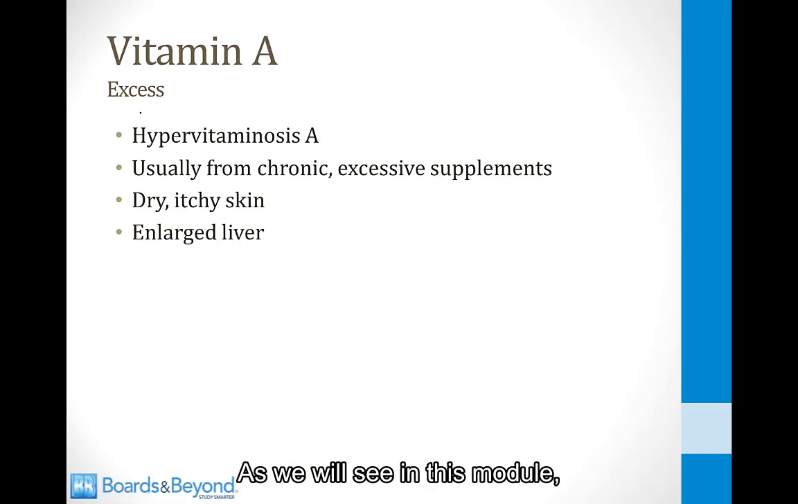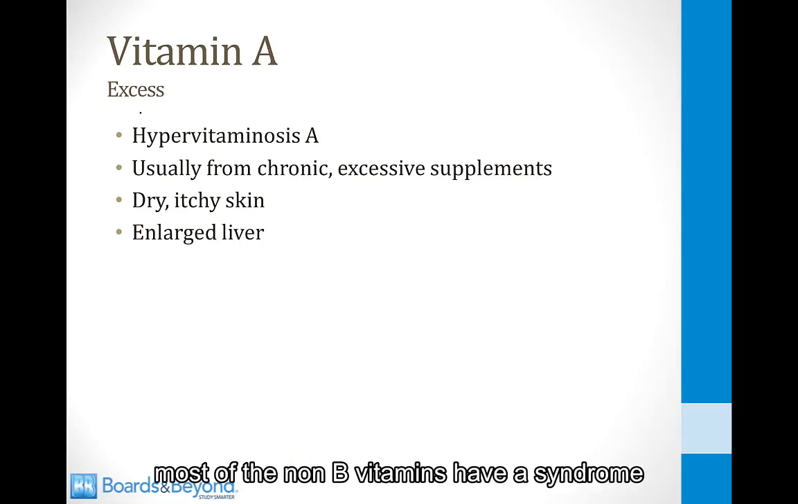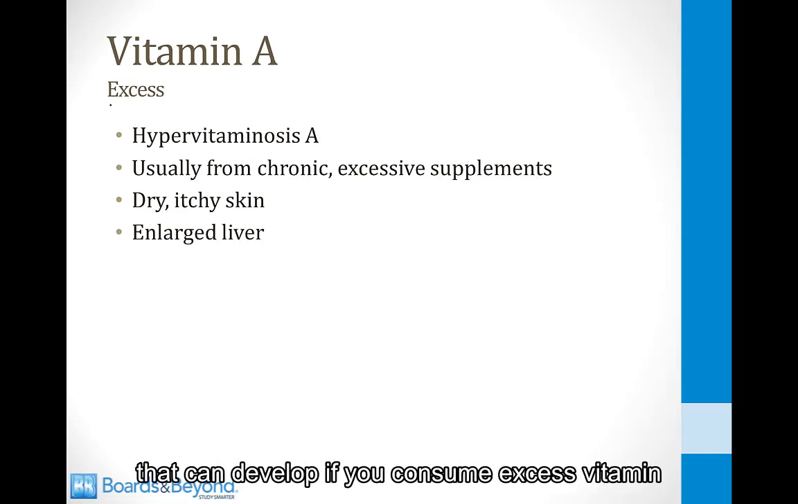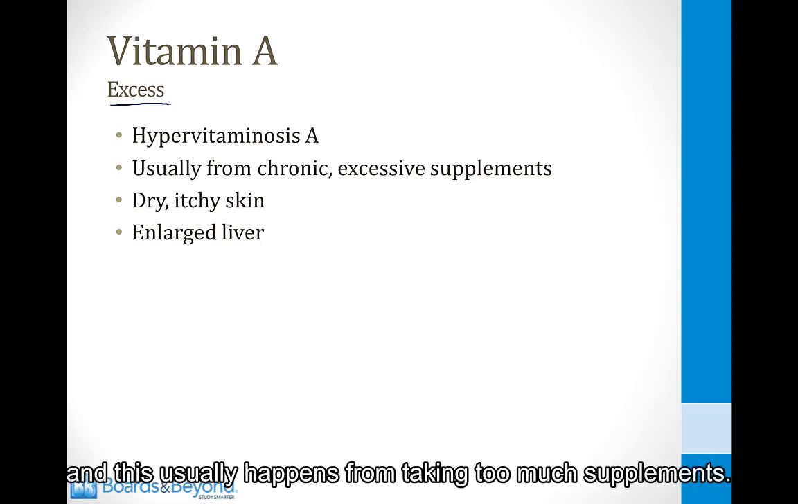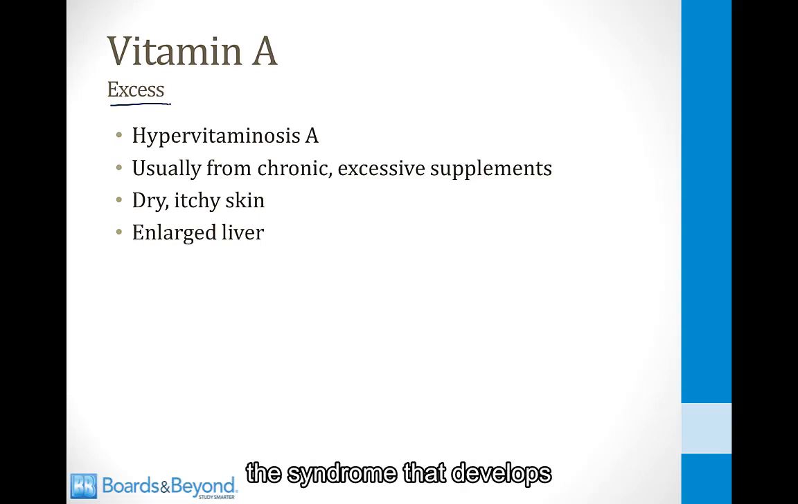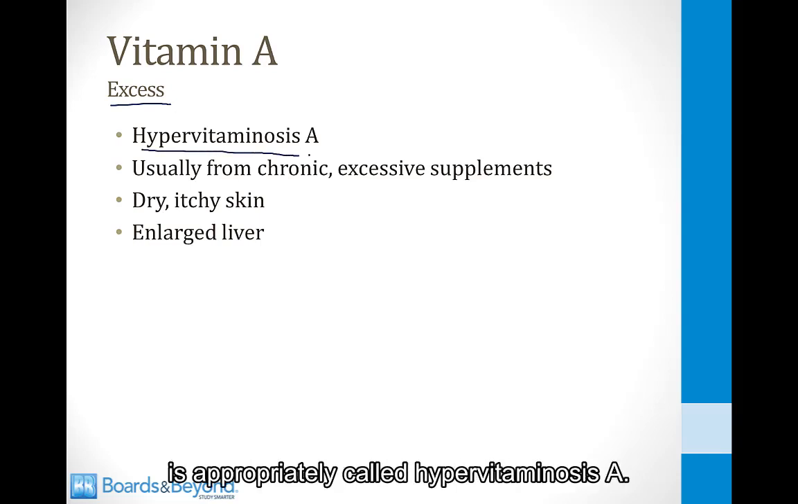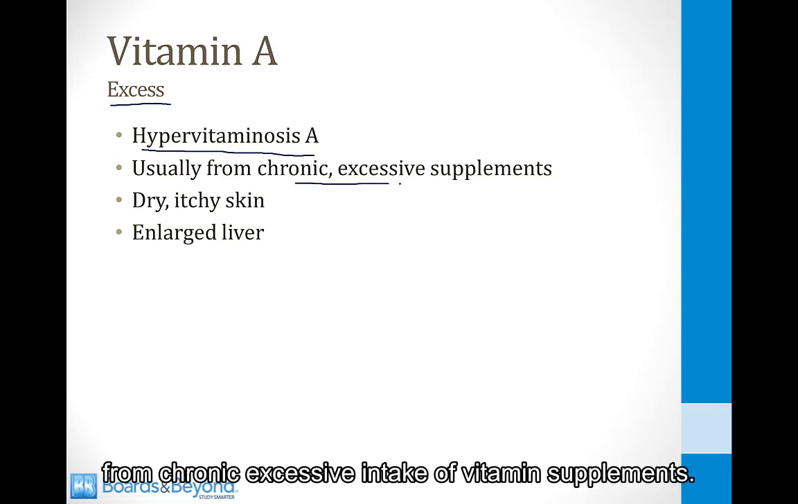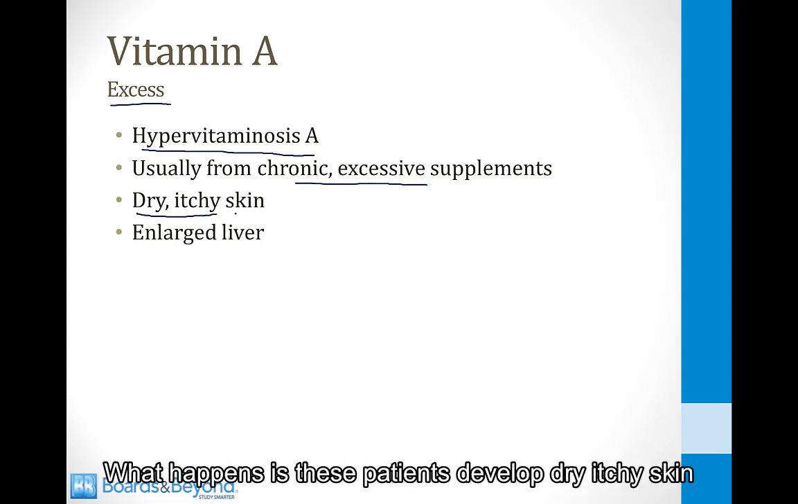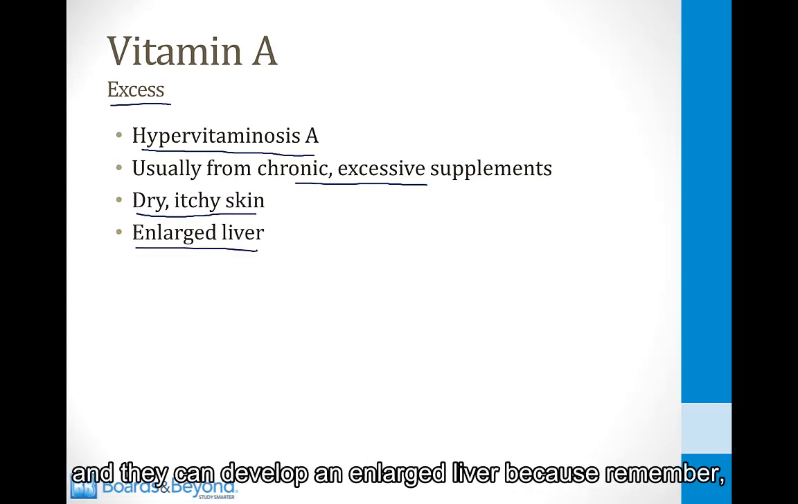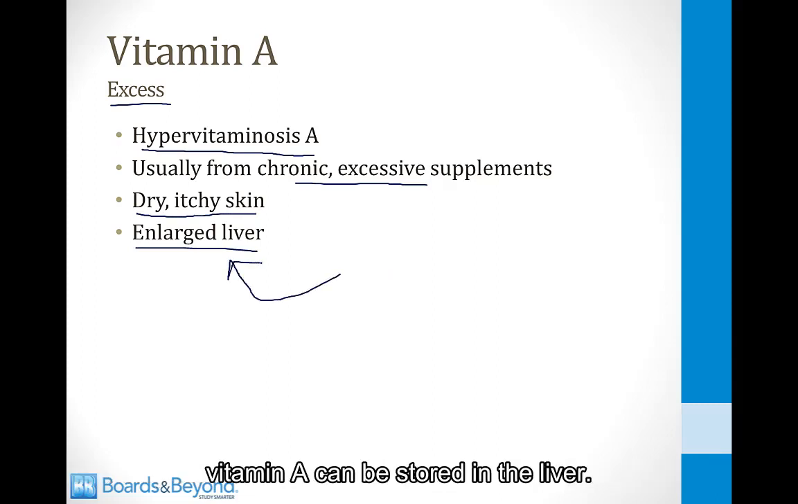As we will see in this module, most of the non-B vitamins have a syndrome that can develop if you consume excess vitamin, and this usually happens from taking too much supplements. In the case of vitamin A, the syndrome that develops is appropriately called hypervitaminosis A. This is usually from chronic excessive intake of vitamin supplements. What happens is these patients develop dry, itchy skin, and they can develop an enlarged liver because, remember, vitamin A can be stored in the liver.